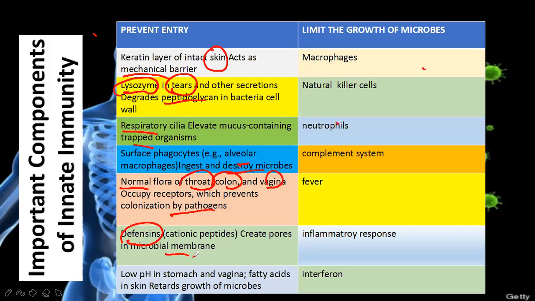Defensin creates pores in the membrane of the bacteria. The low pH of the stomach also gives a defense here. High pH in the vagina also helps defense. So pH, temperature, and physical barriers all protect us. This is by nature, by natural things. So what cells do we use here? Macrophage, natural killer cells, neutrophils, and the complement system. So these are the components of our innate immunity. That's all about innate immunity.